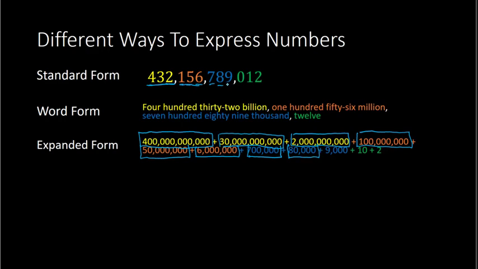And then we do the 9. The 9 is in the thousands place. So we have 9 thousands, or 9,000. We see that added right here. And that takes care of all the blue numbers.